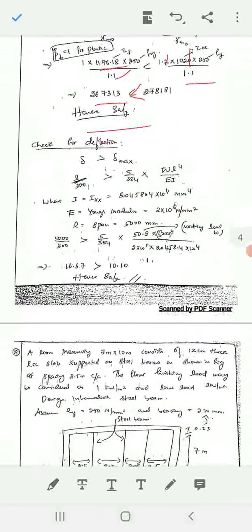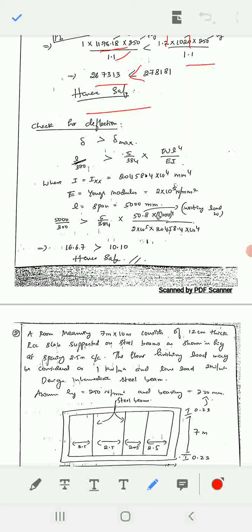Okay, then go for the check for deflection. Here also delta should be less than delta max, where delta value is L by 300 and delta max is 5 by 384 into WL4 by EI. If you are able to do the check for deflection, then go with it, otherwise leave it, right? Because this formula changes for cantilever beams also. So I is Ixx, the value we got from the steel table. E is Young's modulus, that is 2 into 10 raised to 5 for steel. Then L is the span, 5000 mm.